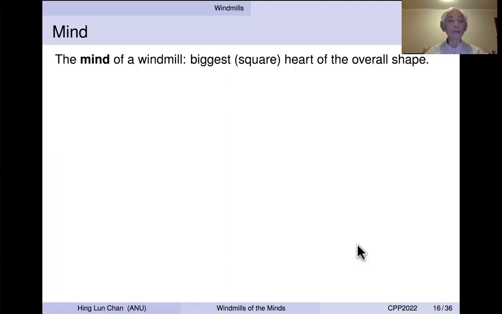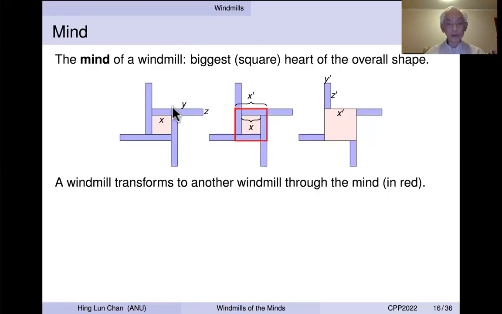Now, what is the mind? The mind is the biggest square of the overall shape of the windmill. Like this, given a windmill, we can actually draw a little big square like this. And if we take this as the central square, it will become another windmill. So a windmill can transform to another windmill through the mind in red.